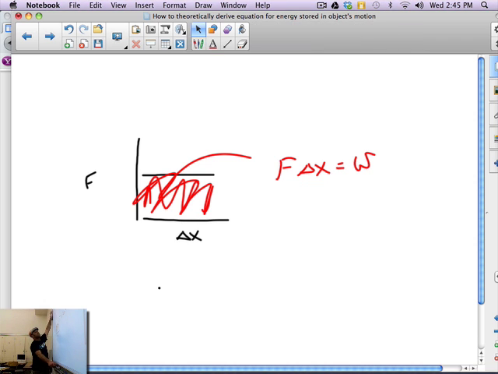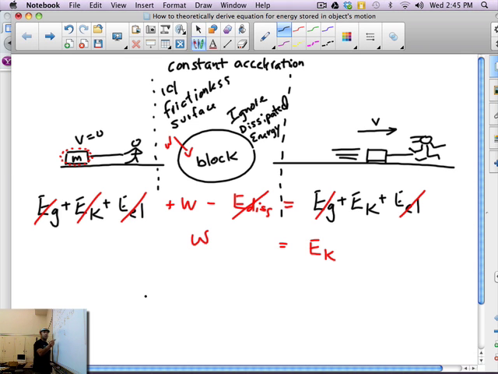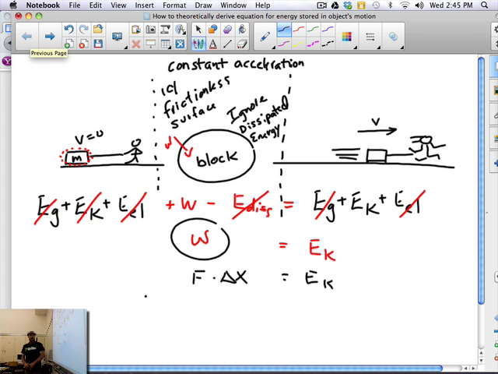Okay, going back. So, I'll try to speed this up a little bit. Would you folks agree that I can plug in F delta X for work? Are you guys good there? You guys cool? Everybody good? So is this true no matter what? Yeah, we're deriving an equation for kinetic energy.